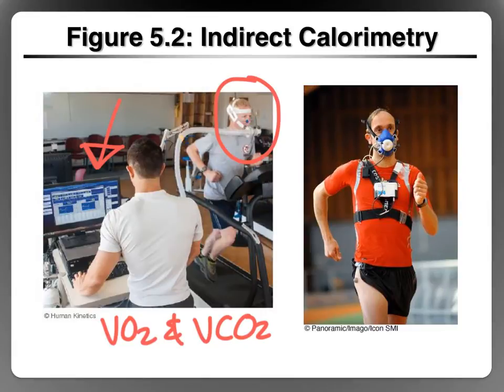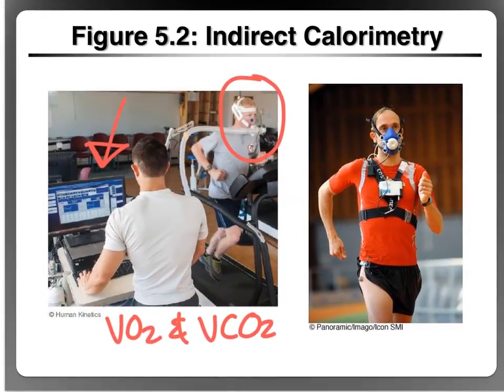So this is the indirect calorimetry. This is figure 5.2 in your book. And you can see that we have an individual exercising and he's wearing a mouthpiece. So we're capturing all of the air going in and we're capturing all the air going out. And the exhaled air is going to go into some gas analyzers. And we're going to know exactly how much oxygen he's using and how much CO2 he's producing.